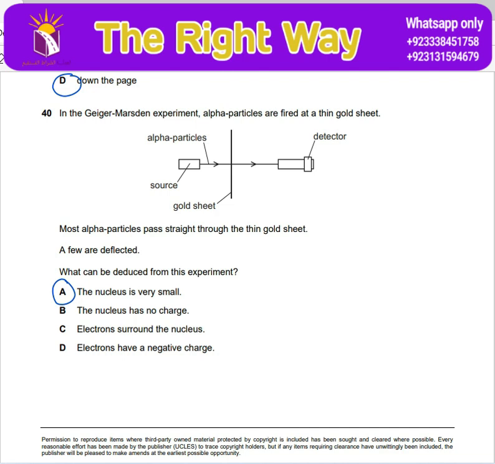So the nucleus is very small. The nucleus has no charge is the wrong option. Electrons are not deduced from these 2 points.